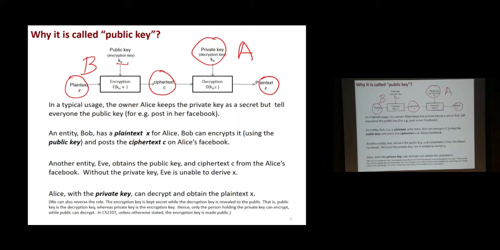And anyone else who doesn't know the private key, including Alice's friends, will not be able to decrypt it. Only the person who has the private key is able to decrypt it. And anyone with the public key can encrypt it. So that's why it's called public key and private key. Fine?